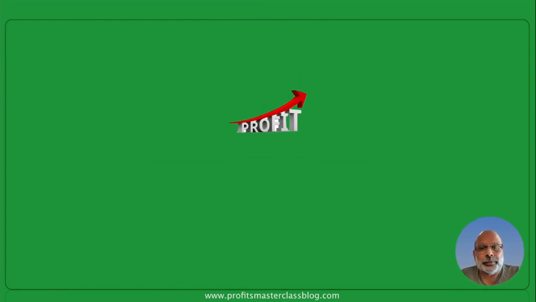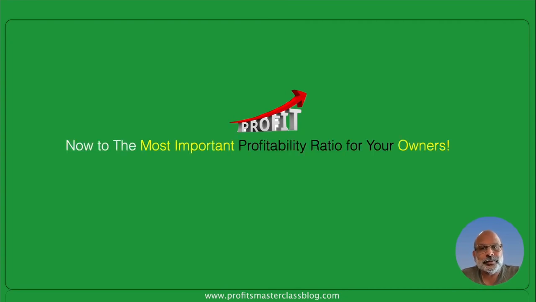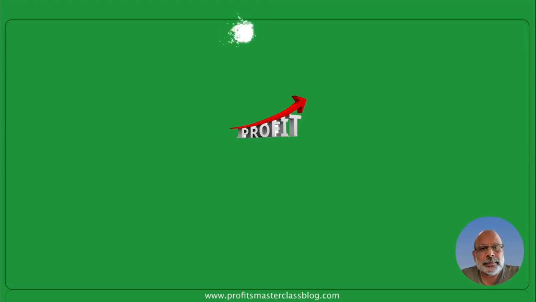Let's take a look at one of the most important profitability ratios for your owner, probably the most important, and that is EBITDA, earnings before interest, tax, depreciation, and amortization. Hang on, this is not an accounting class. I shall explain what this acronym means. But did you know about EBITDA before? As a hotel manager, you should.